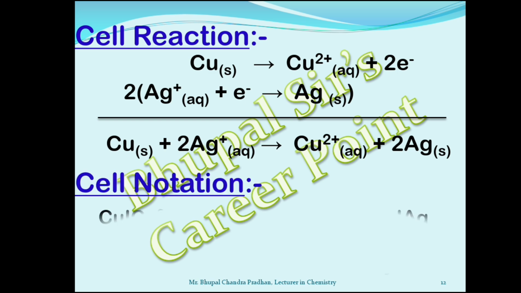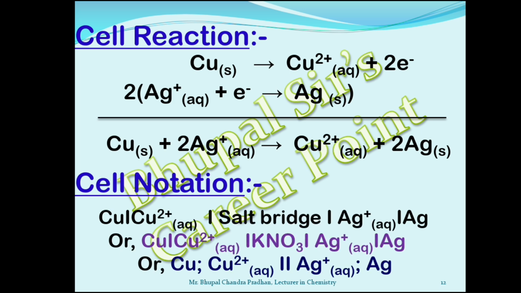Cell notation: copper is dipped in Cu2+ aqueous, separated by salt bridge, and silver electrode is dipped in Ag+ solution, and the cell may be noted or represented as follows.